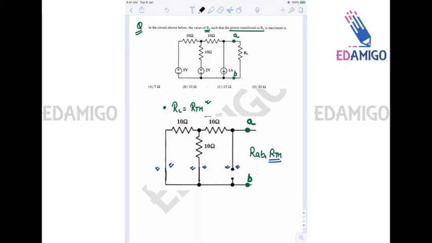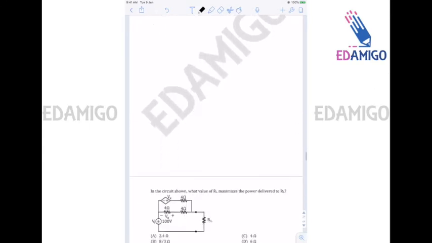Now very simple question, we can easily see that these two resistances are in parallel and the combination is in series with 10 ohms. So RTH is equal to 10 plus 10 parallel 10, that is 15 ohms. So the answer to this is C. A very simple question. Right, so now let's move on to the next question.